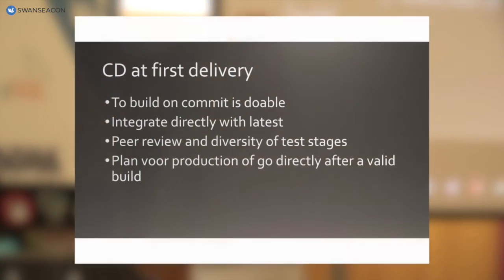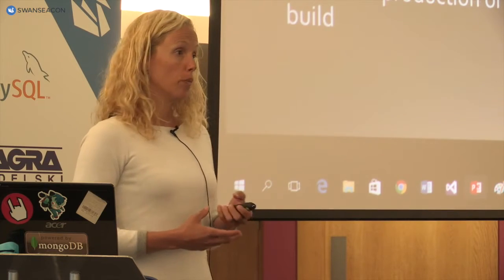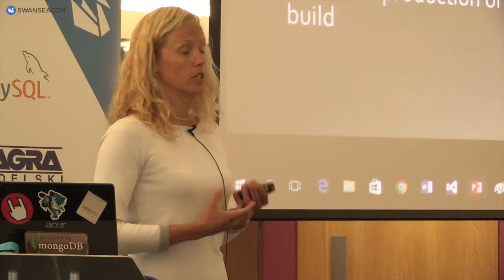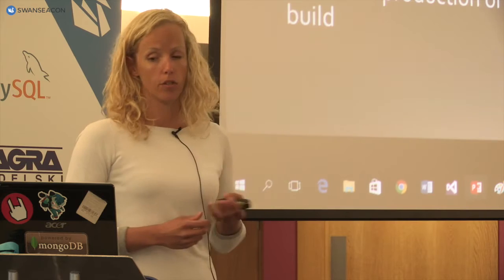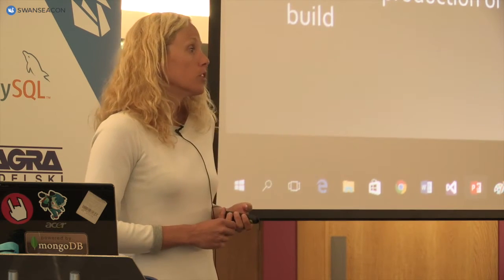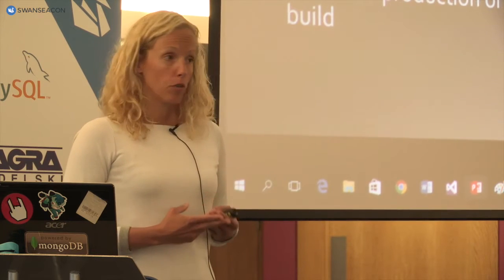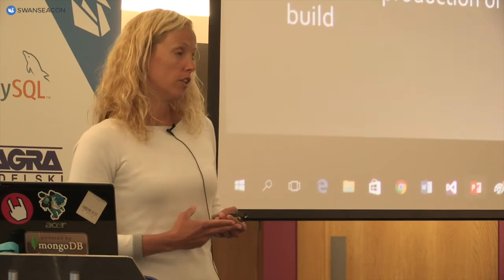Well, we have microservices and continuous delivery. That was a whole new subject. If you look at continuous delivery without the microservices element, it was hard but doable. You can just get your build on commit, you can automate the process, you can get your versioning in place and everything. You can integrate directly with the latest version and have your peer reviews, your diversity of test stages.